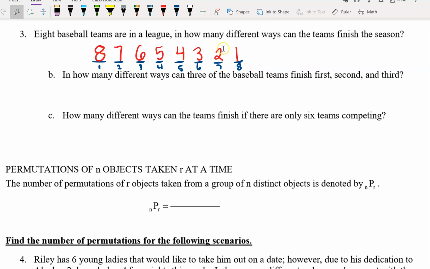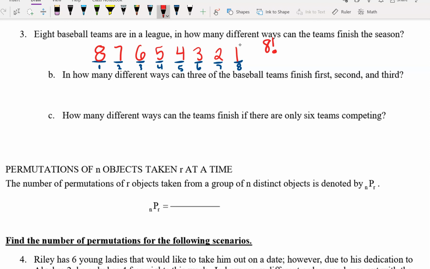So really what we have here is 8 factorial, because the fundamental counting principle says that we're going to multiply each of these numbers by each other. So we're going to multiply 8 times 7 times 6 times 5 times 4 times 3 times 2 times 1, which is just a long way of saying 8 factorial. So let's multiply those. 8 times 7 times 6 times 5 times 4 times 3 times 2 times 1.